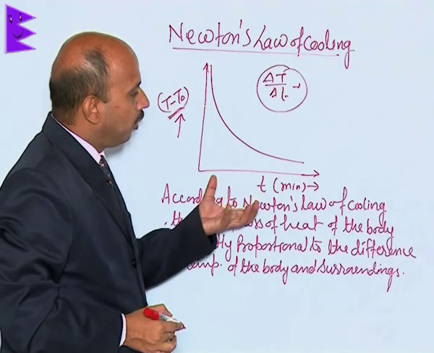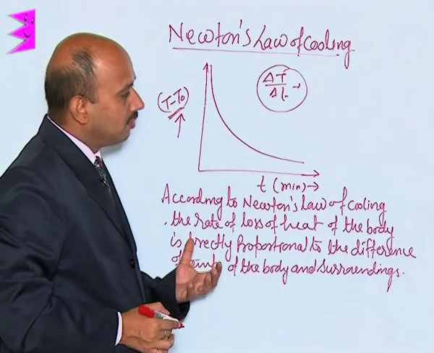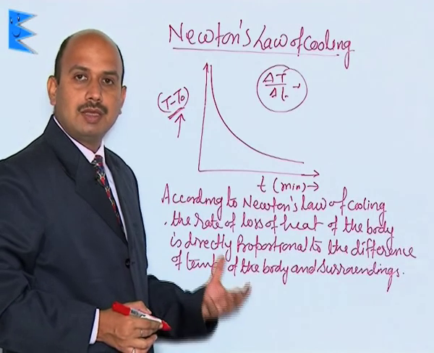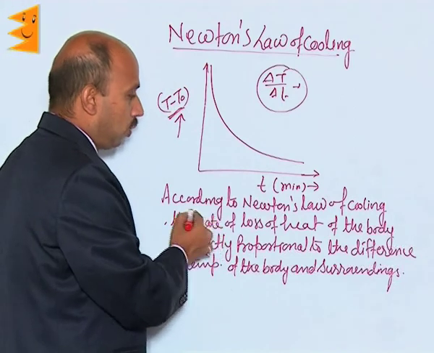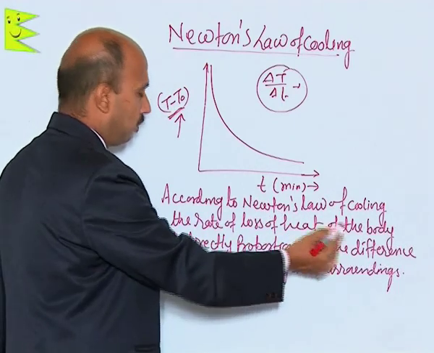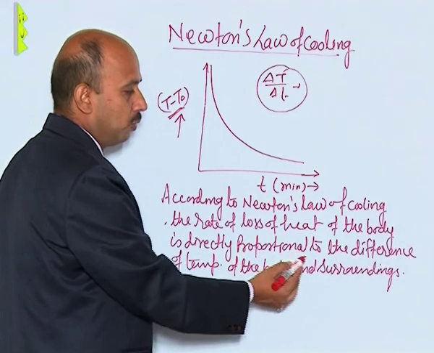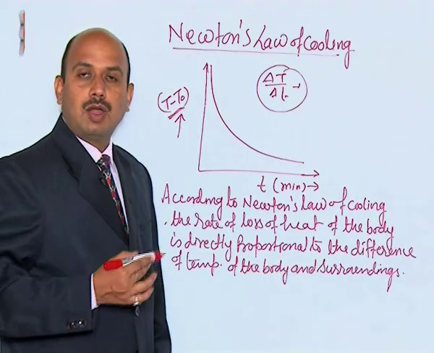So, with the help of this graph, or you can say with the help of this experiment, Newton gave a law, and that law states that according to Newton's law of cooling, the rate of loss of heat of the body is directly proportional to the difference of temperature of the body and surroundings.